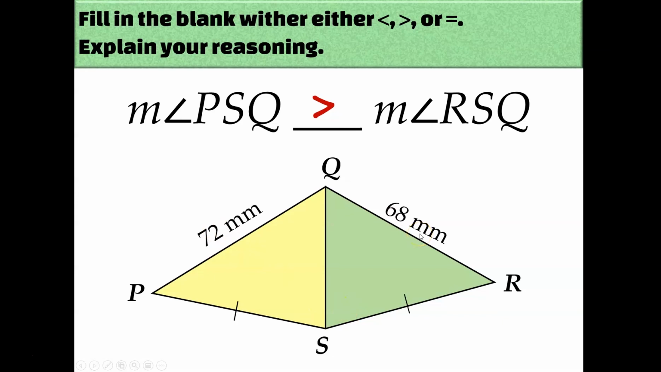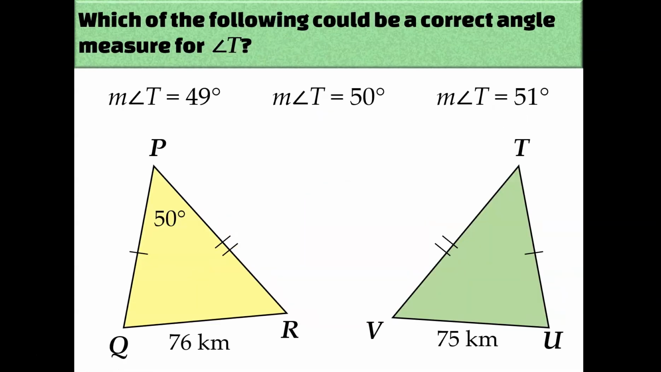That leads me to believe that angle PSQ must be a larger angle than angle RSQ because 72 was bigger than 68. And finally, we can do some estimating for our angle measures. We have two pairs of corresponding sides that are congruent. I see that the third pair of sides are not congruent. 76 is actually greater than 75, which means that the measure for angle P must be greater than the angle for angle T. So out of our three options up here, the only one that would make sense is 49 degrees, because since 76 is bigger than 75, 50 must be bigger than angle T.